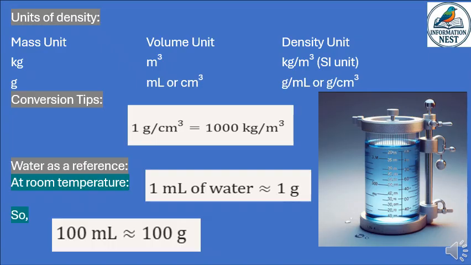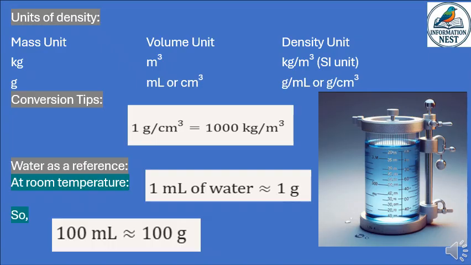Now let's see water as a reference. At room temperature, the density of water is approximately 1 gram per cubic centimeter or 1000 kilograms per cubic meter. That's why we often use water as a benchmark to compare other substances.